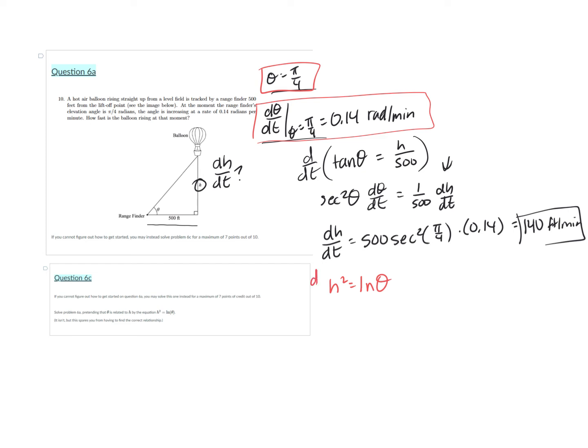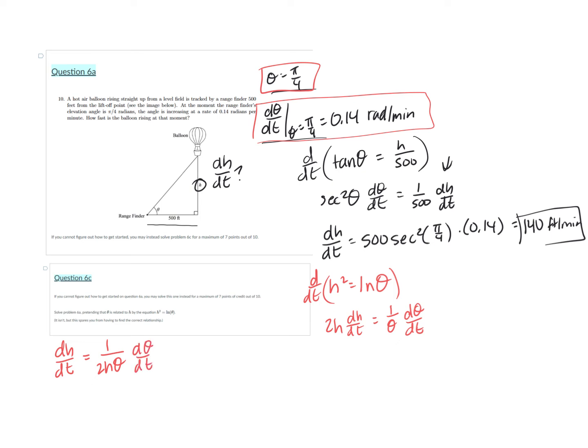So we're still going to take the derivative with respect to t on both sides. So it's going to leave us with 2h dh dt. Natural log of theta is going to give us 1 over theta, and then d theta dt. And we're still going to solve for dh dt. So dividing by 2h, we'll get 1 over 2h theta d theta dt.